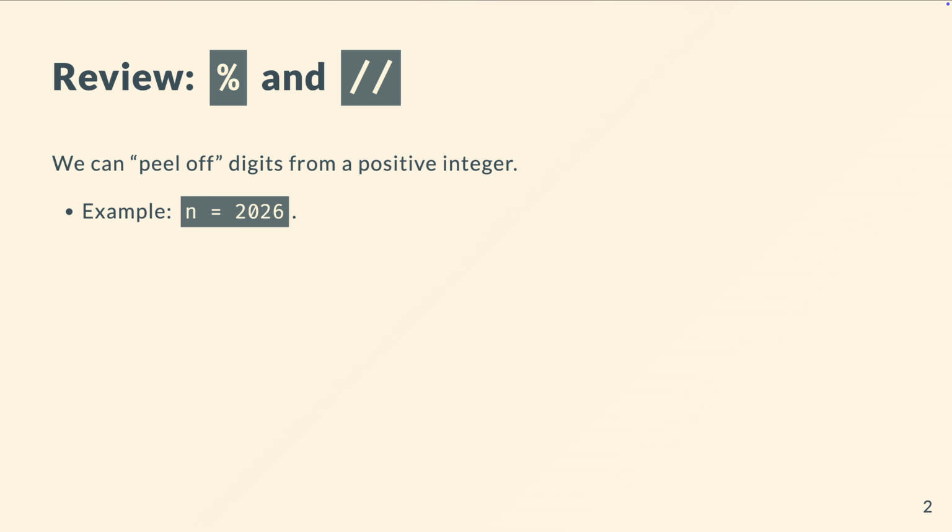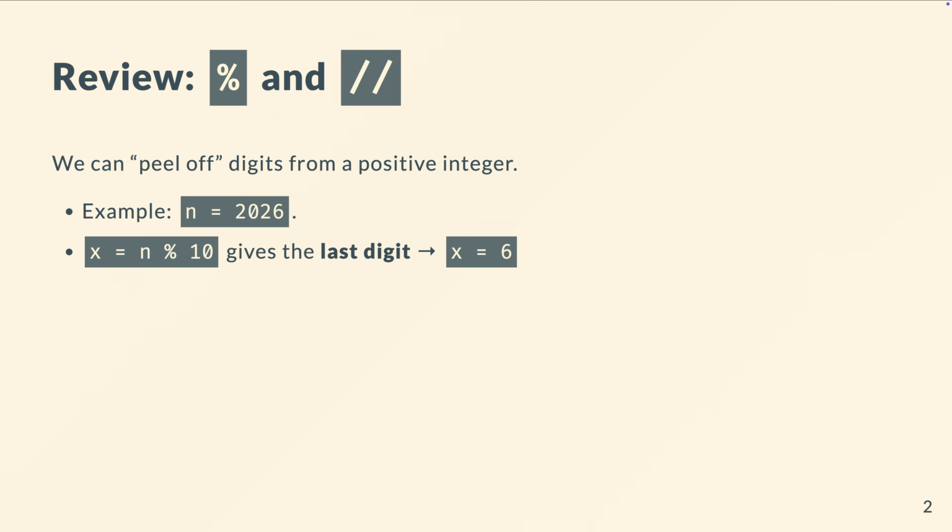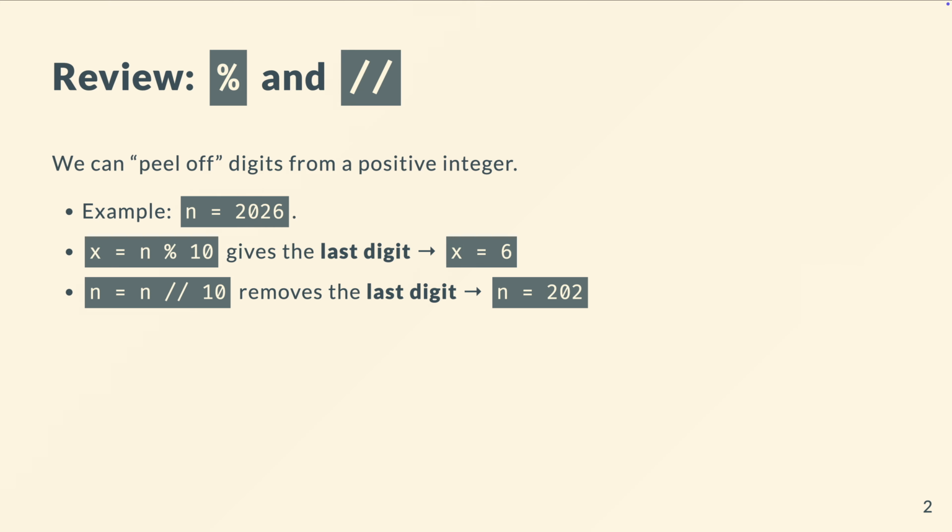Let's use the example. N equals 2026. First tool, modulo 10. When we do n modulo 10, we get the last digit. 2026 modulo 10 is 6. Second tool, integer division by 10. When we do n integer divided by 10, we remove the last digit. 2026 integer divided by 10 becomes 202.